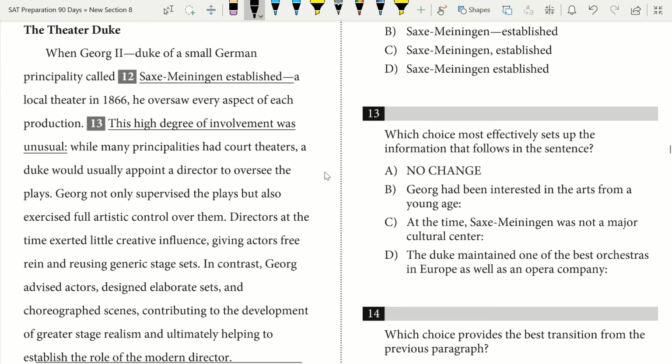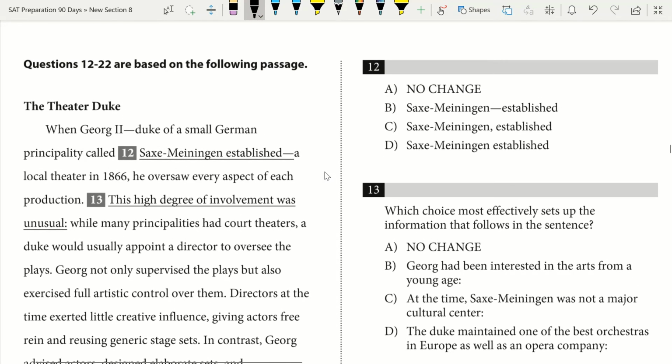So the theater Duke: when George II, Duke of a small German principality called Saxe-Meiningen, established a local theater in 1866, he oversaw each aspect of production. Okay, what do I see immediately? When I see I have this em dash right here, if I have an em dash, I'm looking at two options. Either I'm using it to separate non-essential information, or I'm using it for emphasis. Now, since what came before was "when George II," that's telling me I'm not going to be using it for emphasis, because we wouldn't say "when George II" and then emphasize something, because there's nothing to emphasize yet, because we haven't said what he's done or anything.